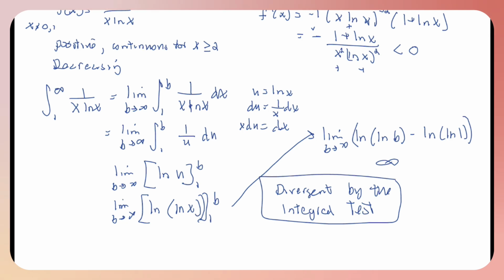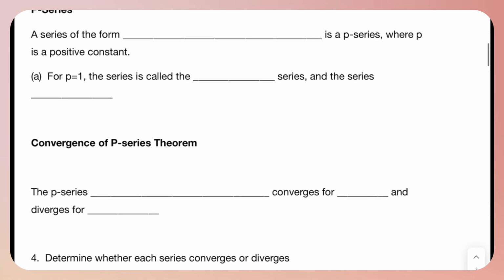Okay, we've already learned about harmonic series and geometric series. Now we're going to learn a new series called a p-series. A p-series is a series in the form of the summation of n equals 1 to infinity of 1 over n to the p, where p is any positive constant. So that would go to 1 over 1 to the p plus 1 over 2 to the p plus 1 over 3 to the p, etc.